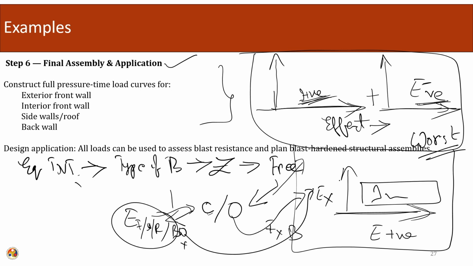After we have all the equivalent pressure quantities, we combine the effect of the interior positive with the exterior negative and get the maximum response quantities, and then we also calculate the response quantities due to the equivalent exterior positive pressure duration, and we design for the worst case possible scenario. This is the procedure that we are following. I hope the explanation is clear.